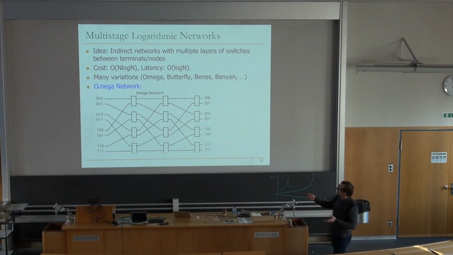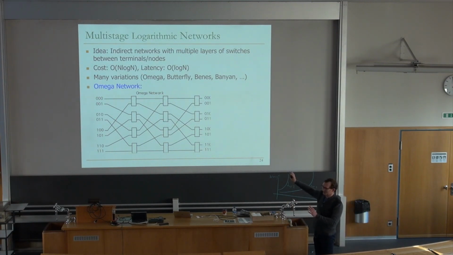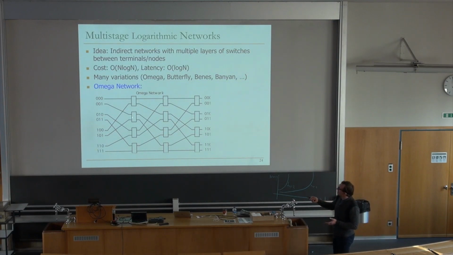So if you look over here, this is one example of this. This is an omega network. Basically, the network type is determined by how switches are wired internally. And you don't need to remember what an omega network looks like. But it looks like this, at least in the 8x8 version. If you look at the cost of this, it's n log n over here. And latency is log n.